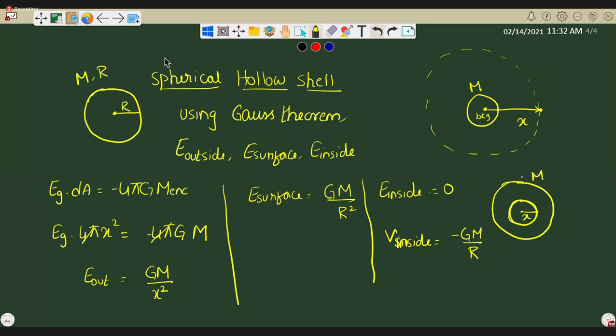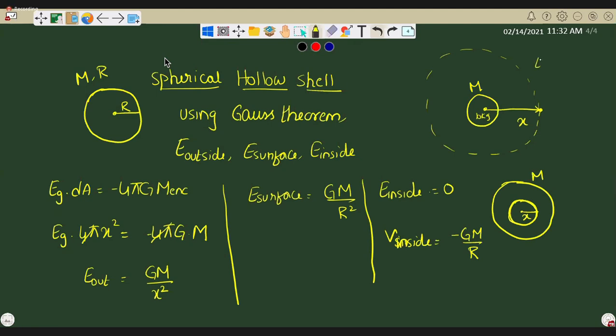Okay. Give me your potential outside. In the first case, get me your potential. Sir, inside it will be minus 3 Gx. No, that is for a solid sphere. This is a hollow sphere. Hollow means there is no mass inside. Everything is outside only. Inside you don't have any mass. Understood? Yes, sir.